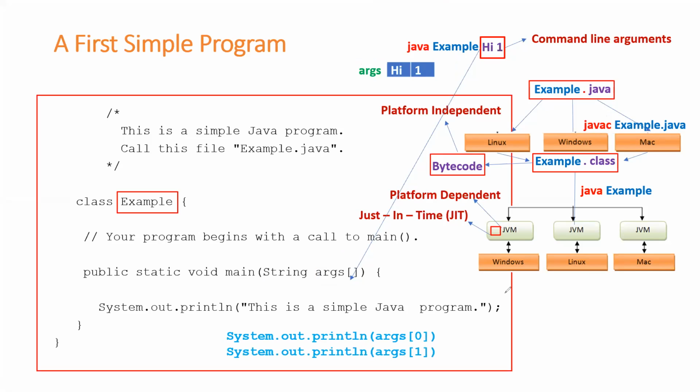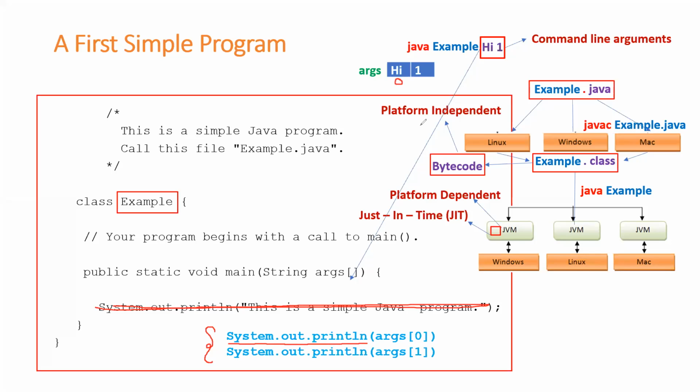Inside my program, instead of this statement, you can erase it and write these two statements. Once you write these two statements, what I'm trying to do is System.out.println. Whenever I want to print anything on my console, I should use System.out.println. What do I want to print? I want to print the first value, that is args[0].